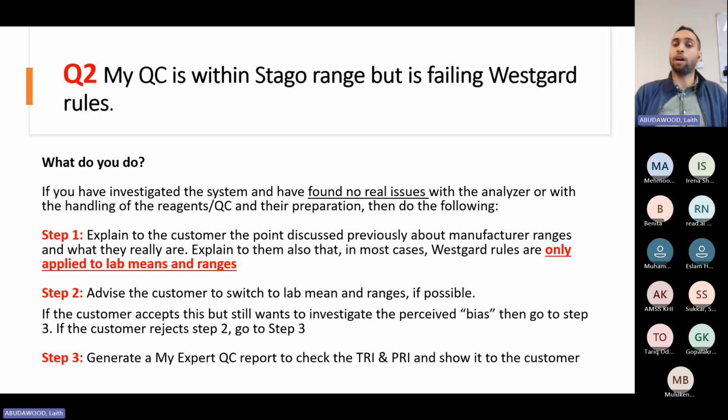Again, TRI tells you about bias. Do you really have bias? Is it significant? PRI tells you about your precision. Do you really have a problem with the precision? Because some of the Westgard rules check for bias, some of the Westgard rules check for precision. So TRI, PRI, that's good.